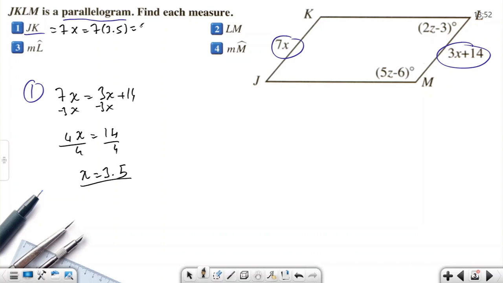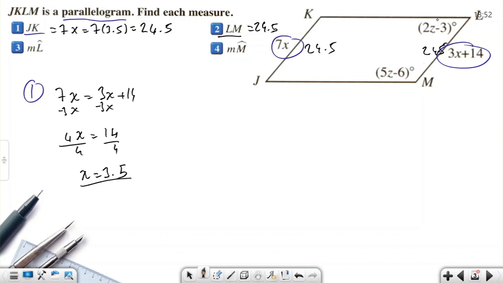3.5. So 7 times 3.5: 7 times 5 is 35, 7 times 3 is 21, so 24.5. So JK equals 24.5. What about LM? I'm not going to calculate 3 times 3.5 plus 14. Why? Because they are congruent. So if this is 24.5, this must be 24.5. So I'm going to write 24.5.